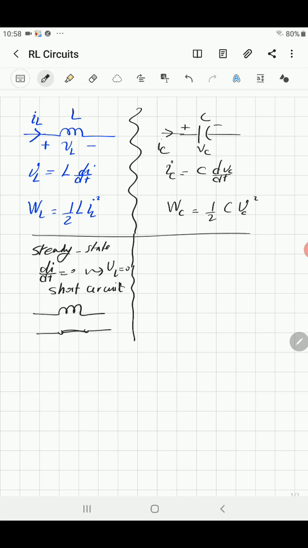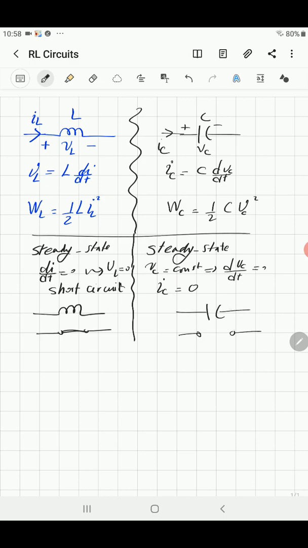In the capacitor at steady state, when you are working with DC, it means constant value. So VC is constant, so dVC by dt will be equal to zero. So the current in the capacitor will be zero at steady state with DC circuits. What does it mean? It means that the capacitor can be replaced by an open circuit. You just open it, you remove it from the circuit.